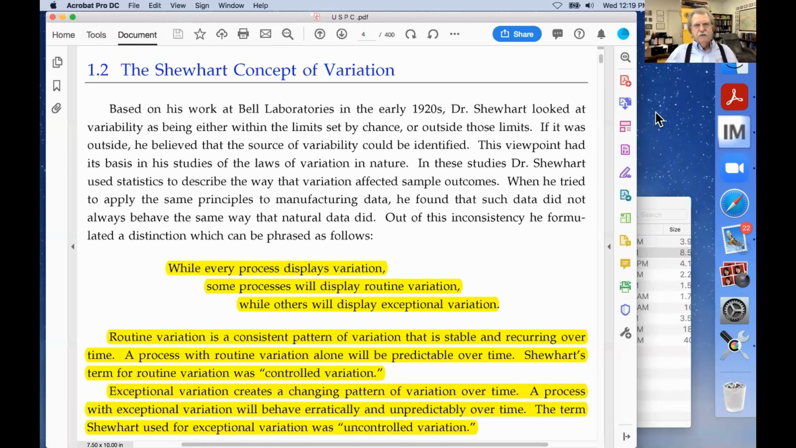Page 4 of Understanding SPC. Routine variation is a consistent pattern of variation that is stable and recurring over time. A process with routine variation will be predictable over time. Shewhart's term for routine variation was a bit of an oxymoron to the modern ear, controlled variation. And a lot of people think of control as something you do to avoid variation, so it kind of is jarring.